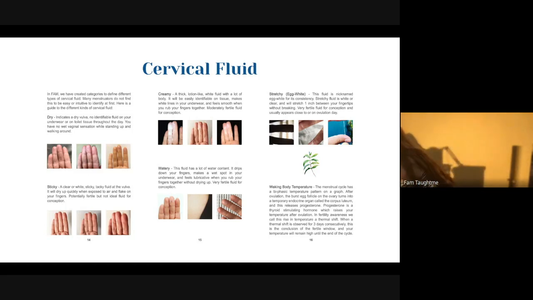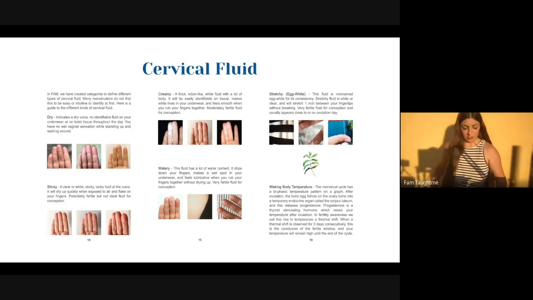Okay, the next one is called creamy. And creamy is more like lotion. So it'll have some body to it. It'll be very white, and it will make a white spot in your underwear sometimes. It'll have a lot of body to it. It'll be easily identifiable on tissue. It'll sometimes be kind of globular, or it can also progress to being a little bit wetter as well.